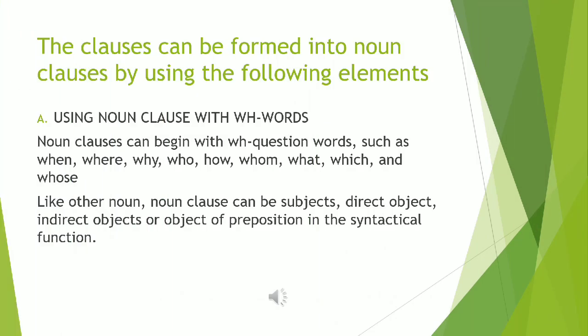The clauses can be formed into noun clauses by using the following elements. A. Using noun clause with WH words. Noun clauses can begin with WH question words such as when, where, why, who, how, whom, what, which, and whose. Like other noun clauses, they can be subject, direct object, indirect object, or object of preposition in the syntactical function.